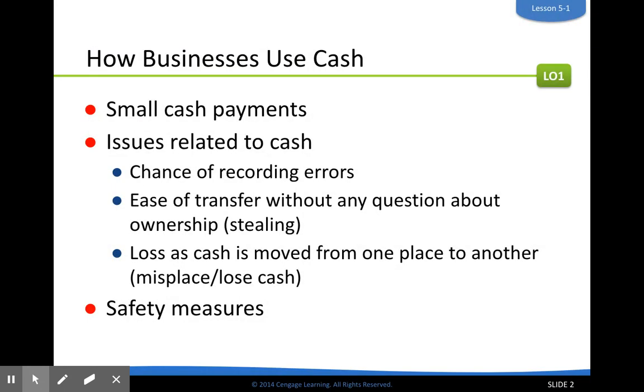For starters, it's important to understand that when we're talking about using cash to purchase something, we're typically talking about writing a check, and there are some real reasons that companies do not use cash. It is okay for companies to use cash, definitely for small cash payments. If you're going to purchase stamps at the post office, it might be a lot quicker to just pay cash. You might have just a little bit of cash on hand in order to do something like that. But there are a lot of issues related to using cash.